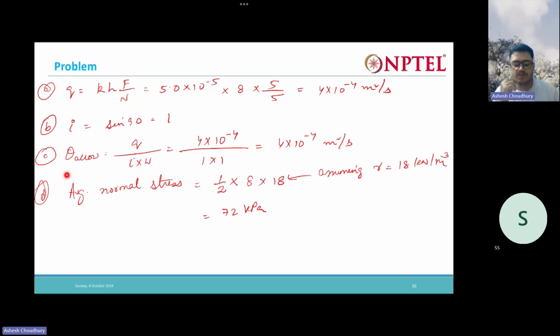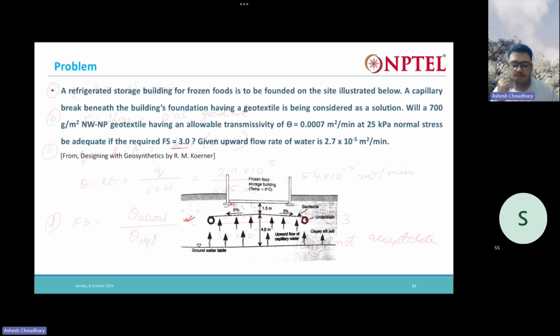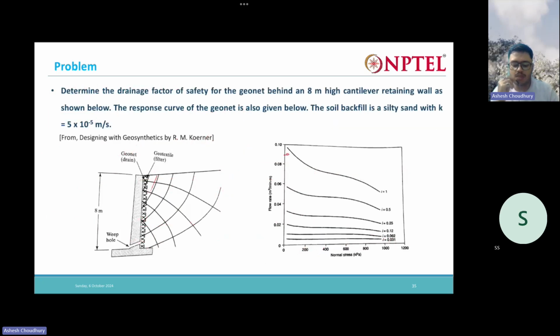So again, as usual, the first step is to determine the flow, then the allowable transmissivity. Here we have a plot of the flow rate versus the normal stress. If we increase the normal stress over a geonet, the flow is going to reduce, right? For this particular geonet, this plot is given for various gradients, with various flow rates corresponding to various normal stresses.